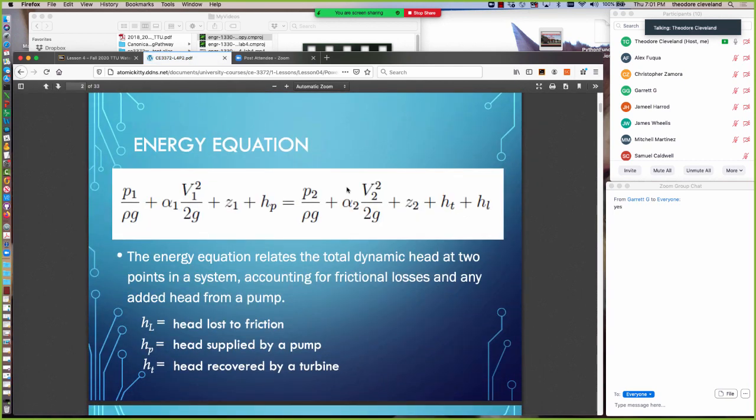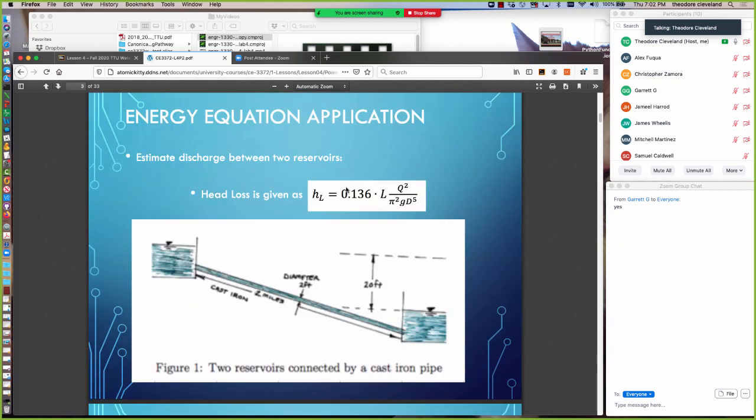So moving along, there's our friend the energy equation again. And let's look at a way it can be applied. Imagine we were given the task of estimating discharge between these two reservoirs, and we were told that they're 2 miles apart, connected by a 2-foot diameter pipe, and the difference in pool elevations is 20 feet. We're also told that the head loss for this system is 0.136 times the length times Q squared divided by pi squared g d to the 5th power.